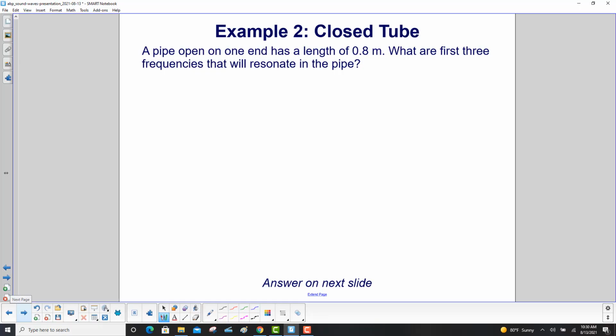A pipe open on one end has a length of 0.8 meters. What are the first three frequencies that will resonate in the pipe?